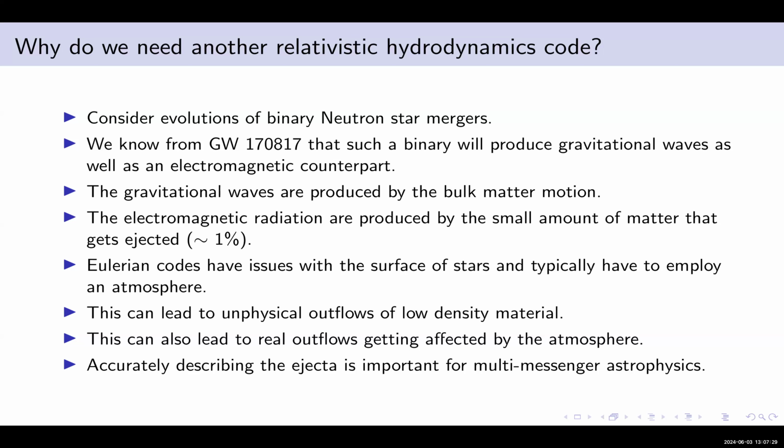And in order to really understand these multi-messenger events that hopefully we will see many more of in the coming years, it's very important to accurately describe this ejecta that flows out in order to make a connection between the gravitational wave signals and the electromagnetic counterparts.